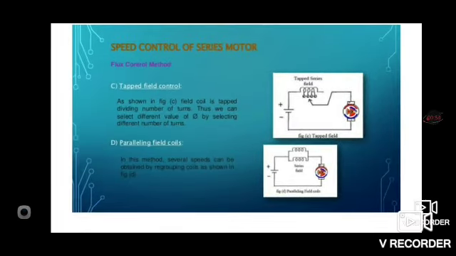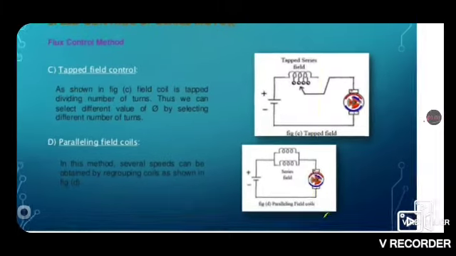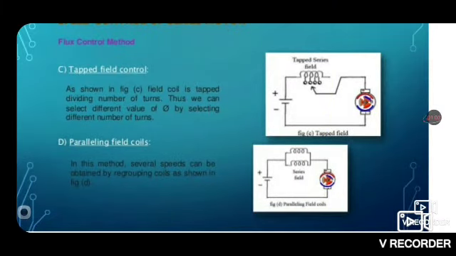Then we will see about the speed control of series motor. Again, the first method is flux control method. It can be obtained by tapped field control as shown in figure C. See the diagram. Tapped field coil is tapped dividing number of turns. Thus we can select different values of phi by selecting different number of turns. By tapping of field we can get the different value of flux. By varying the flux we can control the value of speed.